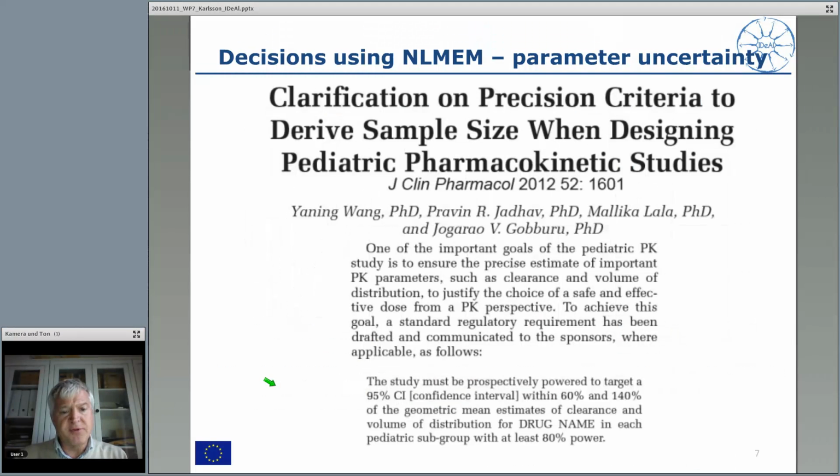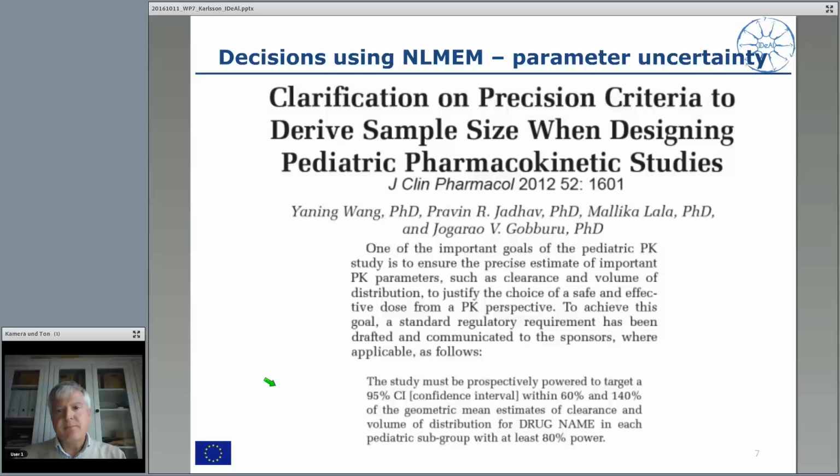We can also use nonlinear mixed effects models in other ways. And here is a paper written by FDA colleagues. These persons were employed by the FDA at the time, and they make a suggestion for how to design pediatric studies, so certainly a small population group.